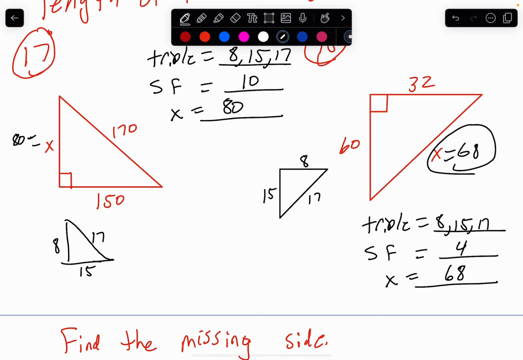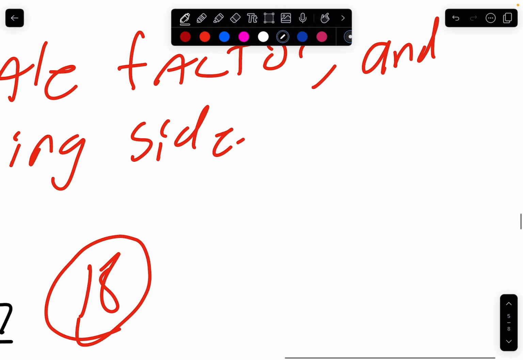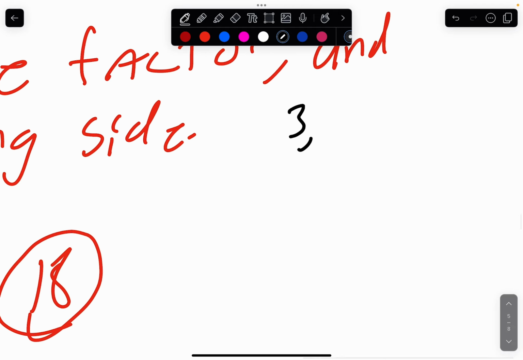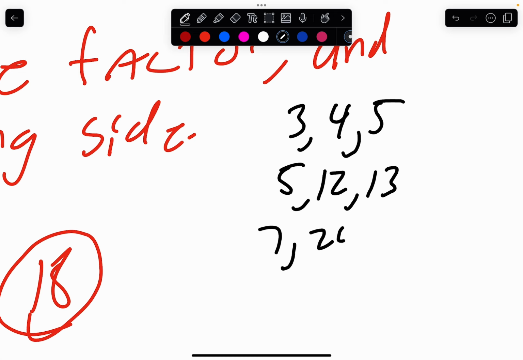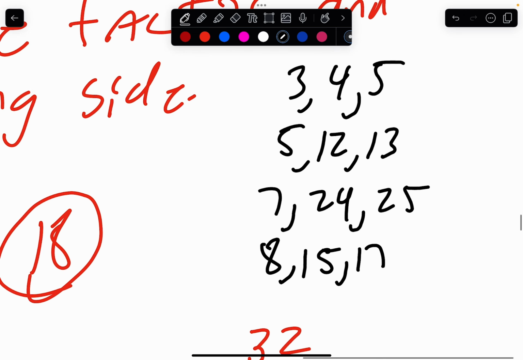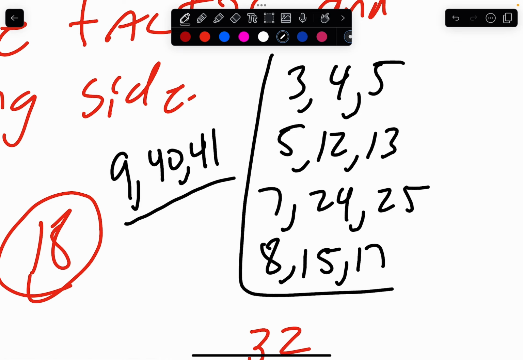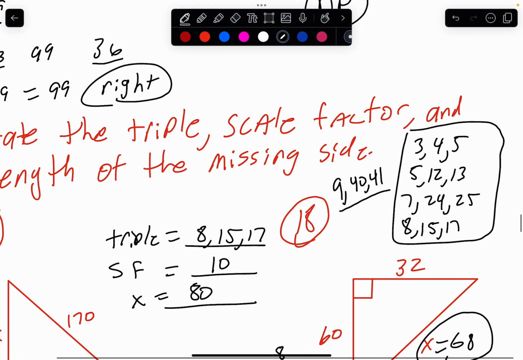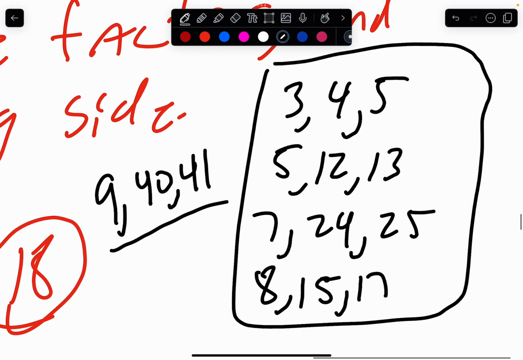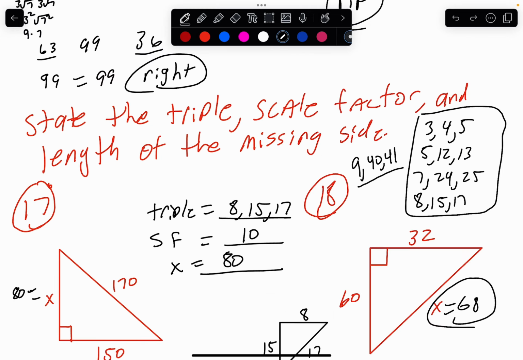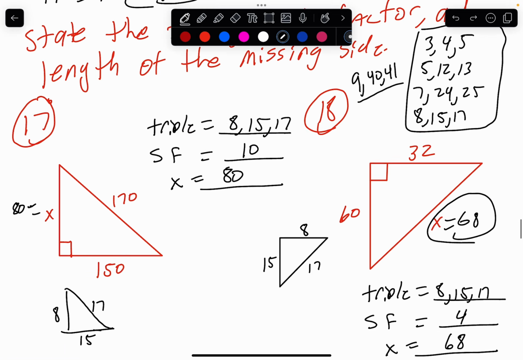Okay, you might want to take a second, pause, and write all the triples real fast. But 3, 4, 5, 5, 12, 13, 7, 24, 25, 8, 15, 17 are the most common triples. Bonus points: who knows the bonus one? 9, 40, 41. But you need to know these for sure. Think of some system to get them down. One of the things I've showed you is it's odd, odd, odd, even for your starting number. Sometimes that helps. If you know the starting number, sometimes it kicks into gear what the other ones are.